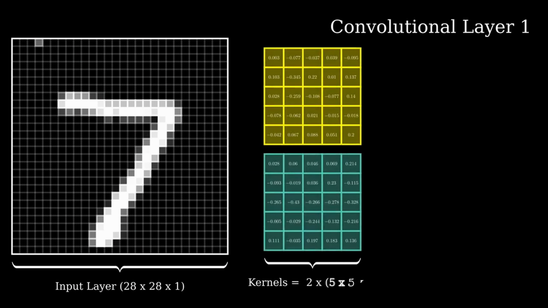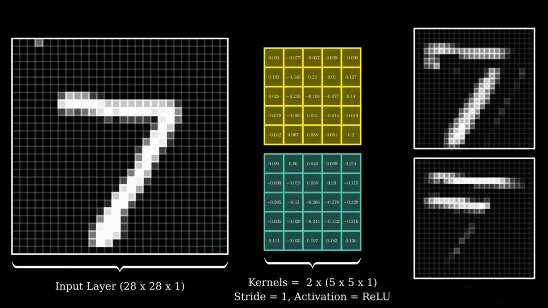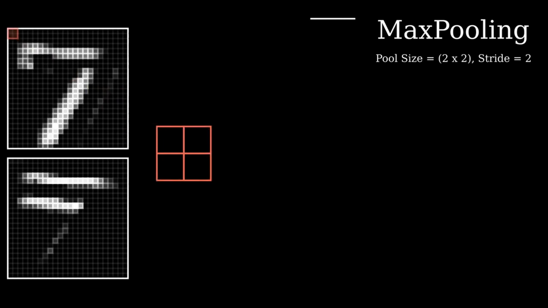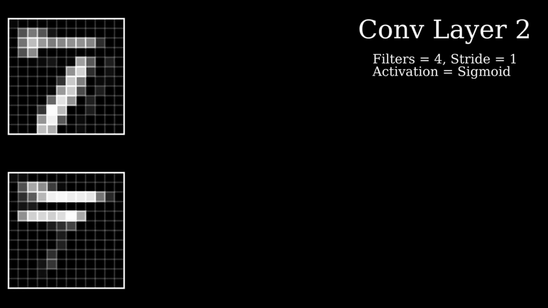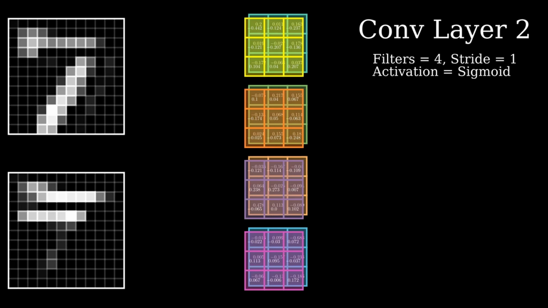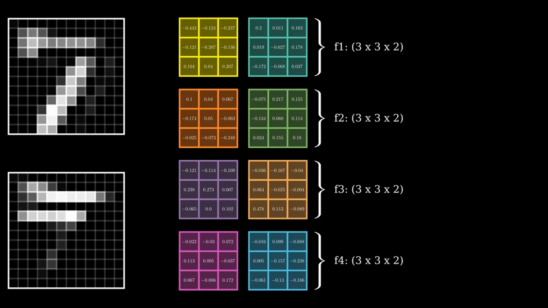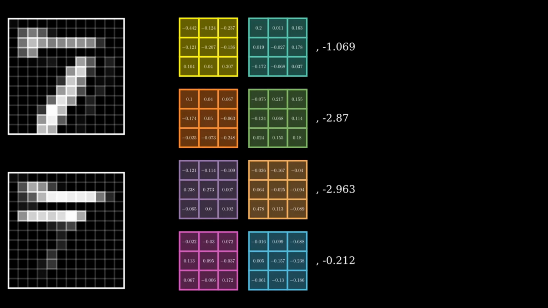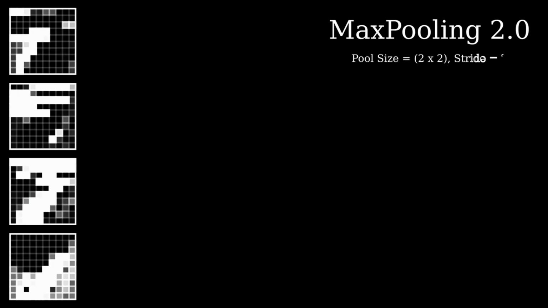After inputting the image, we apply a convolution with two 5x5 filters and ReLU activation, followed by max pooling with a 2x2 pool size and a stride of 2. Next, we perform a second convolution with four 3x3 filters using sigmoid activation, followed by another max pooling. The output is then flattened into 100 nodes. Finally, a fully connected dense layer processes the data and generates the predictions.